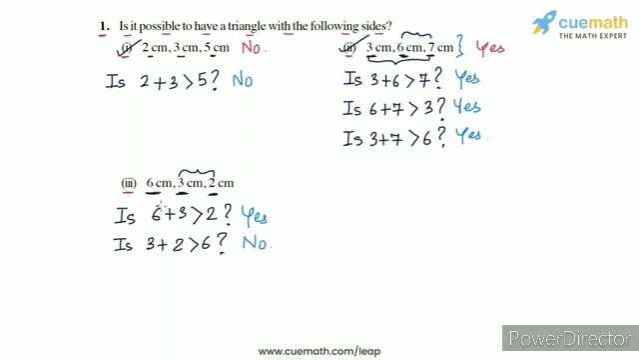So for this set of sides, the sum of 3 plus 2 is not greater than 6, and therefore it is not possible to have a triangle with these 3 sides. So the answer is no for part 3. And with this we have completed question number 1.